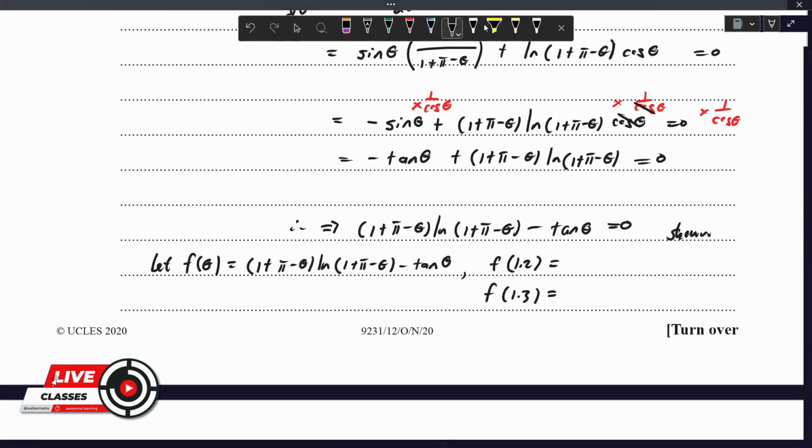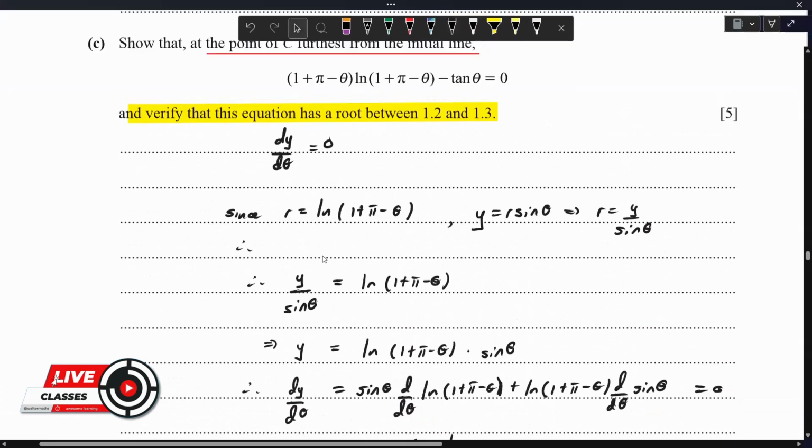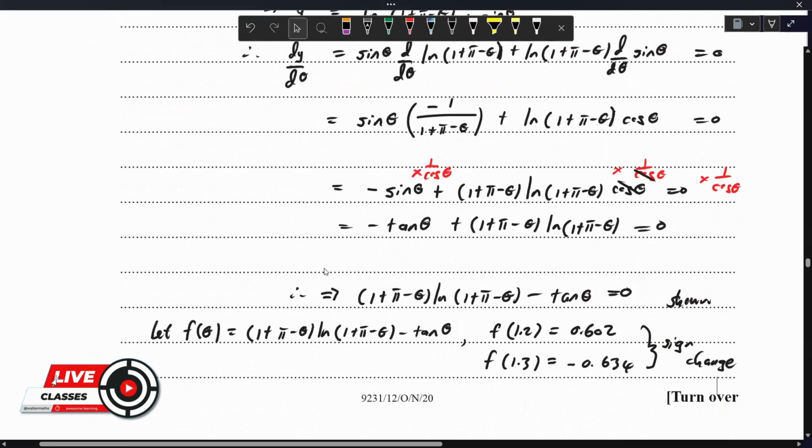All right. Okay, do I have the answers? Yes, I have the answers. Okay, what do we get for f of 1.2? For 1.2, it's 0.602. And 1.3? And 1.3 is negative 0.634. So there's a sign change, right? Yes. Which means that there's a root between those two, between 1.2 and 1.3. So that's how we do this question.